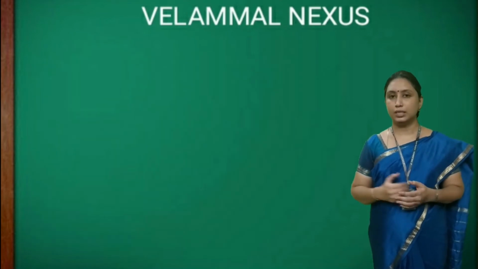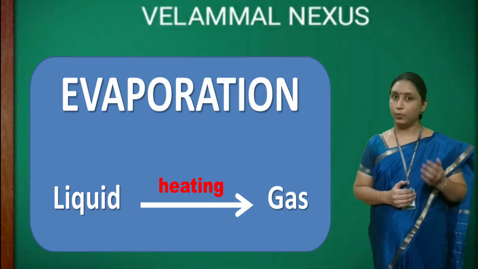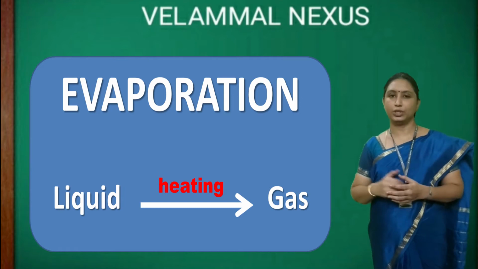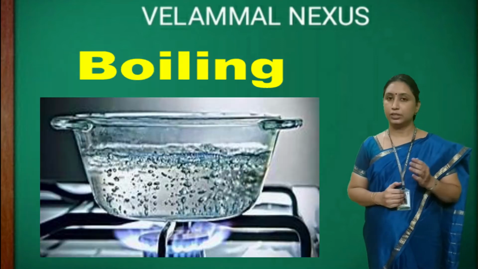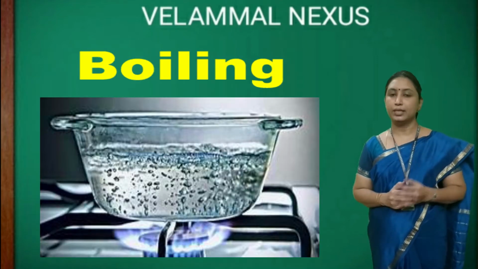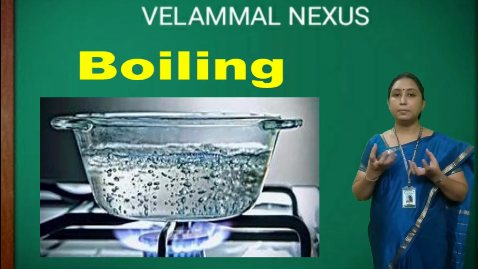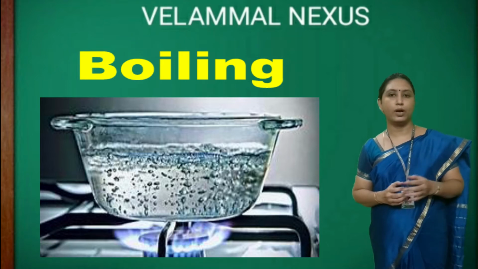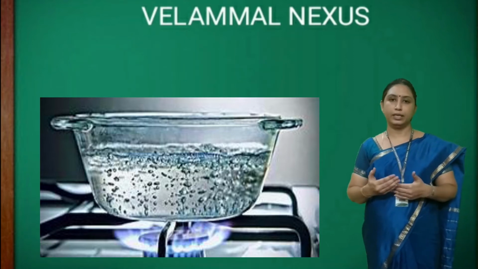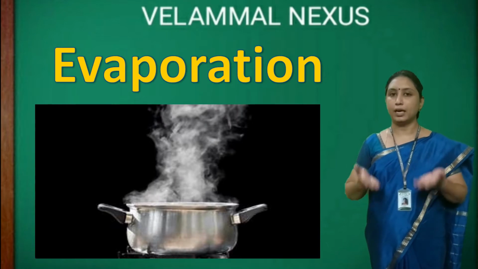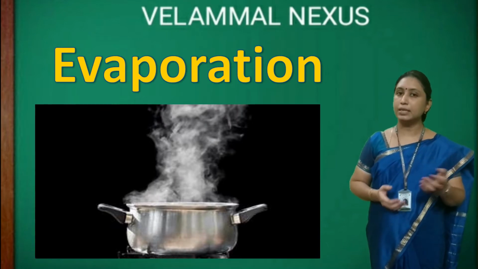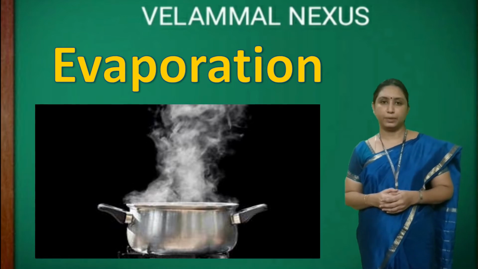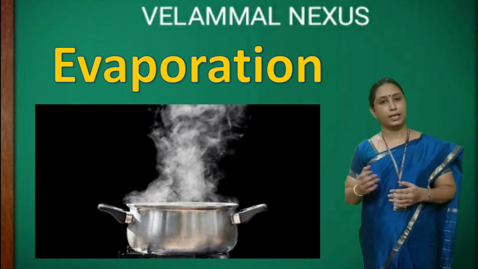Today we are going to learn about evaporation. Evaporation is a process by which a liquid changes into gas on heating. Children, when we heat a liquid such as water, we can see bubbles on the surface of the water. This we call it as boiling. When we continue heating it, we can observe the steam comes out of hot water. The steam is nothing but the gaseous form of water, which is a water vapor. This process we call it as evaporation.